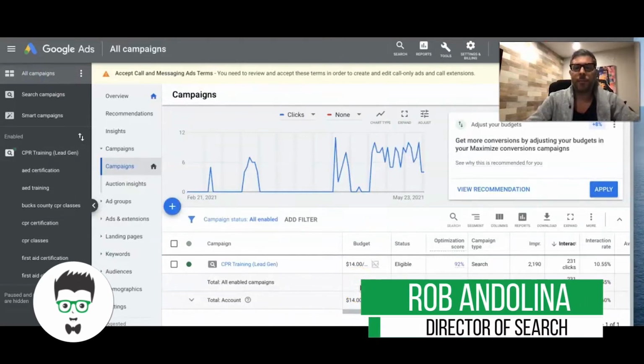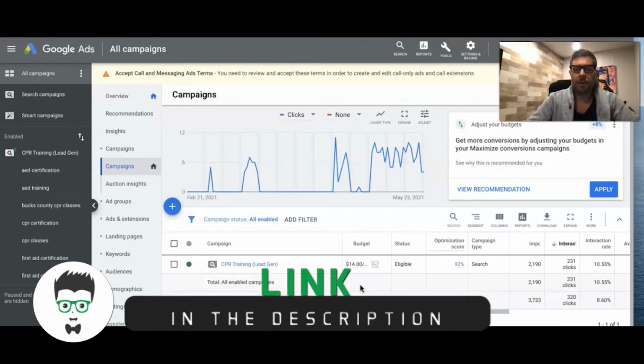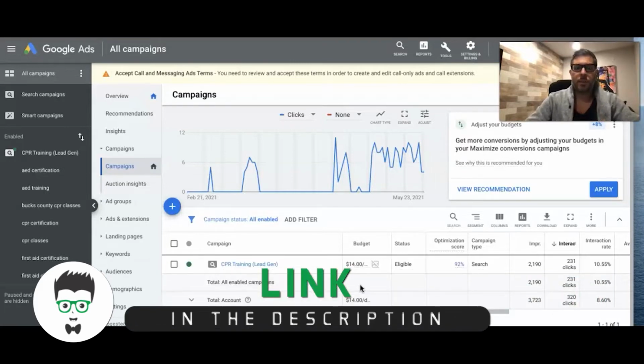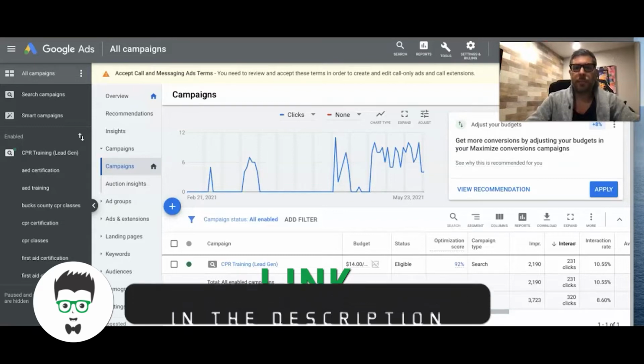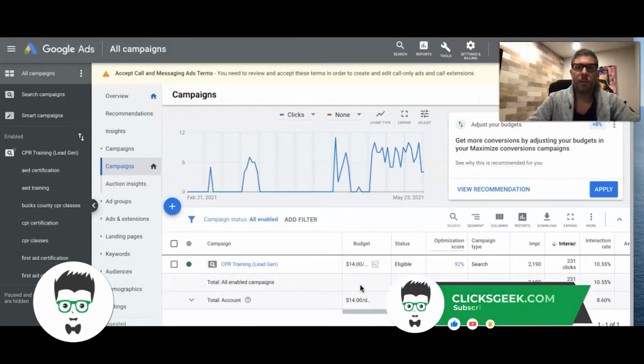Now, I don't really have that much data to go off of in the account we're looking at today, but I'm gonna give you my consensus on how I do things and how I think you should definitely be optimizing your keywords and cutting the dead weight keywords that are not converting and just wasting money for you.